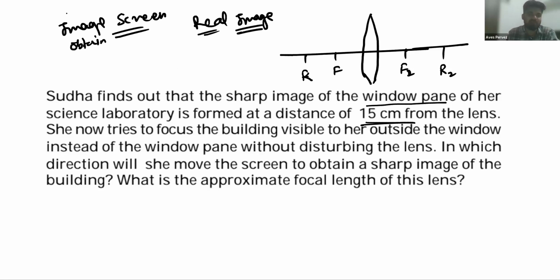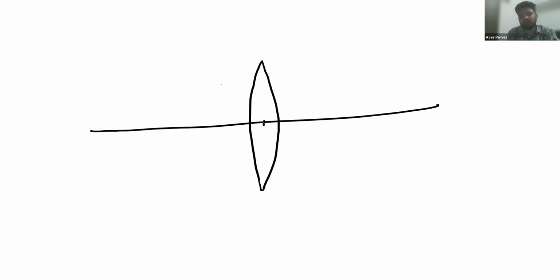So let me help you. What is being asked in the question? So this is a lens, and this is O, the optical center, and this is the focus, and this is the radius of curvature. This is F1, R1, F2, and R2.